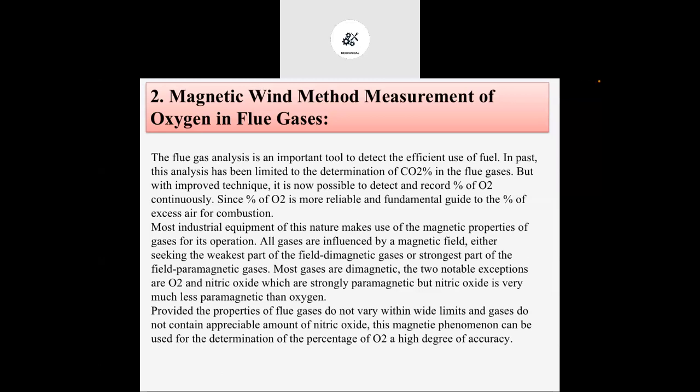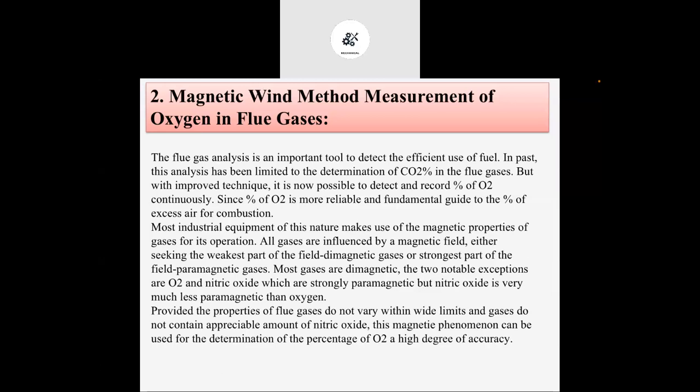Whereas the paramagnetic property means that whenever we apply a strong magnetic field, those gases are attracted towards the magnetic field. Those gases are known as paramagnetic gases. Most of the gases present inside the flue gases are diamagnetic in nature, except oxygen and the nitric oxide. Those two gases are paramagnetic in nature. So by using this property, we can separate out oxygen from the flue gases, and after that we can measure the content of the oxygen.